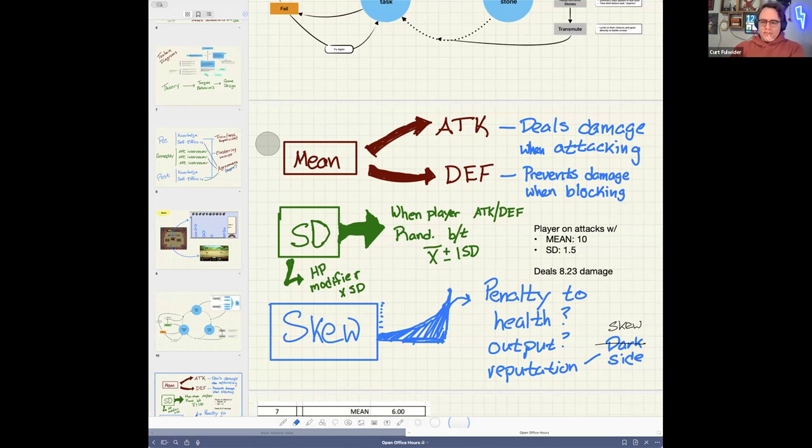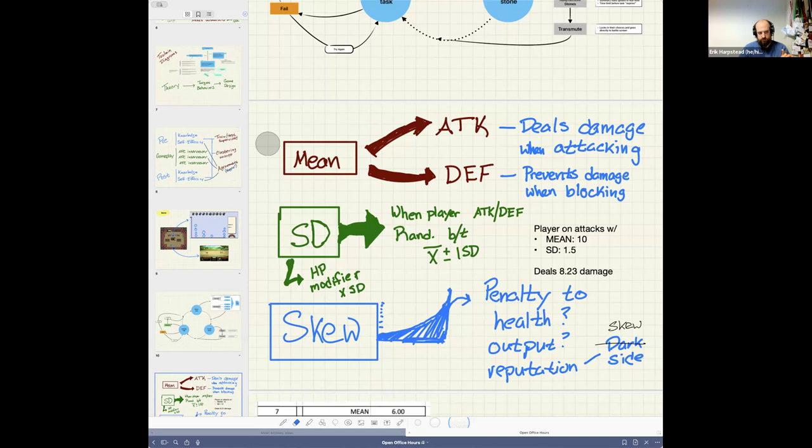The standard deviation influences the attack and block by giving one standard deviation. So when a player attacks, they're going to attempt to deal this damage, but the actual damage is somewhere between plus or minus one standard deviation around their mean.